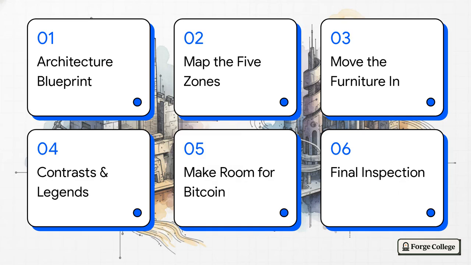Okay, let's take a quick look at our floor plan for today. We'll cover the architectural blueprint, mapping the 5 zones, moving the furniture in, contrasts and visual legends, making room for Bitcoin, and we will wrap it all up with the final blueprint inspection.